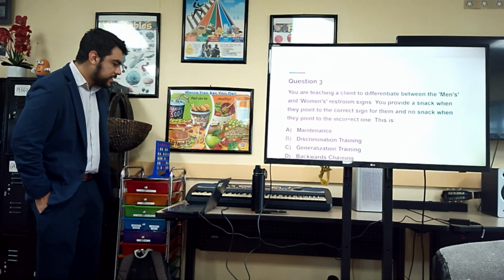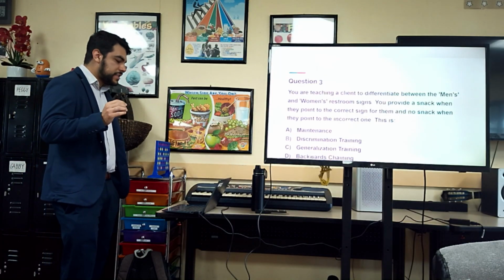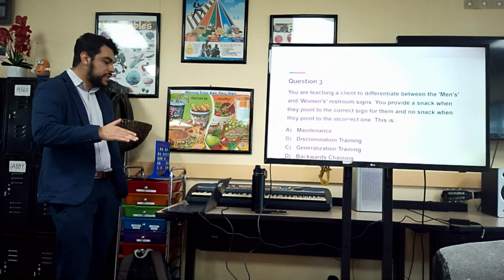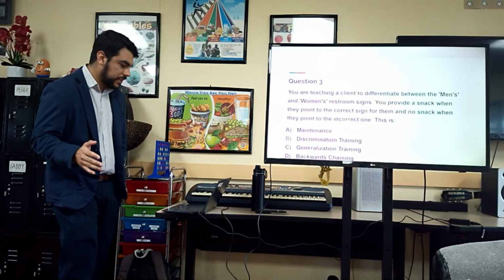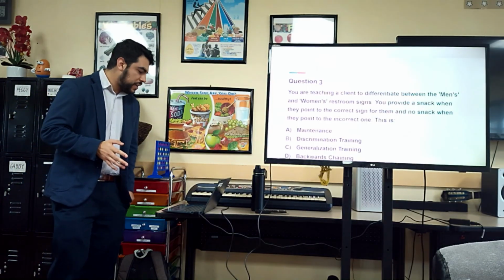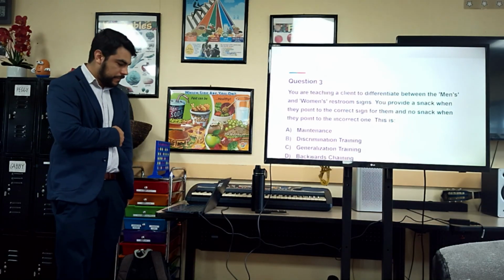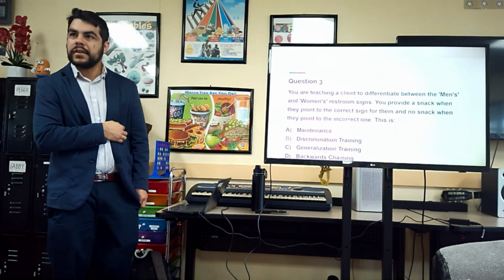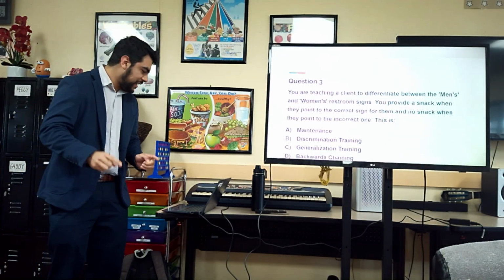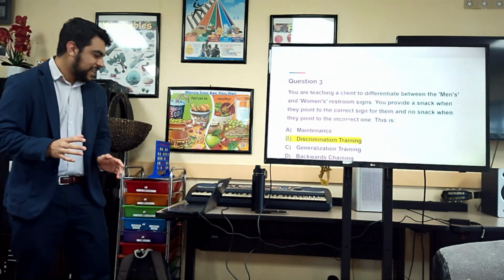You are teaching a client to differentiate between men's and women's restroom signs. You provide a snack when they point to the correct sign for them, and no snack when they point to the incorrect one. This is A, maintenance, B, discrimination training, C, generalization training, or D, backwards chaining. I'm hearing C. I'm hearing B. Okay, let's see. It is B. Yes. Why?